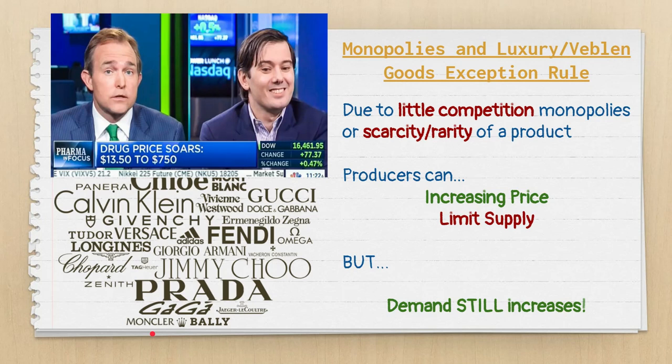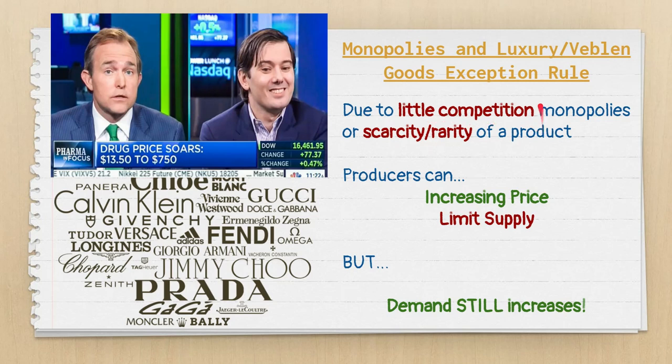These are goods that have little competition, or are very scarce, or are very rare. Or, like we said, they're luxury goods. Prada, Fendi, Carhartt, Calvin Klein, Gucci, a lot of clothing brands, but there's a lot of other companies out there that are considered luxury goods, Lamborghini. So, what happens with these monopolies or these luxury goods is either they're very rare or they are scarce, or they have little competition.